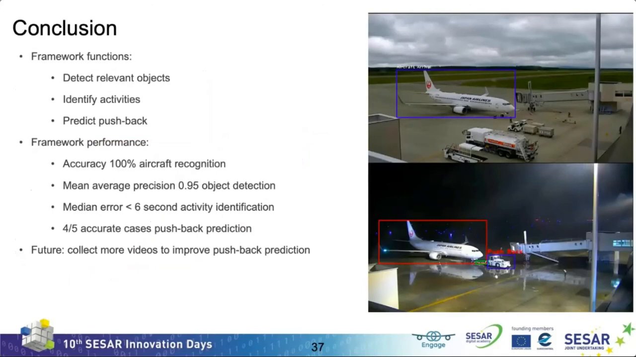In conclusion, we have proposed a novel computer vision-based framework that can monitor the aircraft turnaround process, including object detection, activity identification, and pushback prediction. By using a convolutional neural network, aircraft type recognition achieves 100% accuracy, while object detection achieves 0.95 mean average precision. For activity detection, the median error is smaller than 6 seconds, which can be considered very low in the overall turnaround duration.